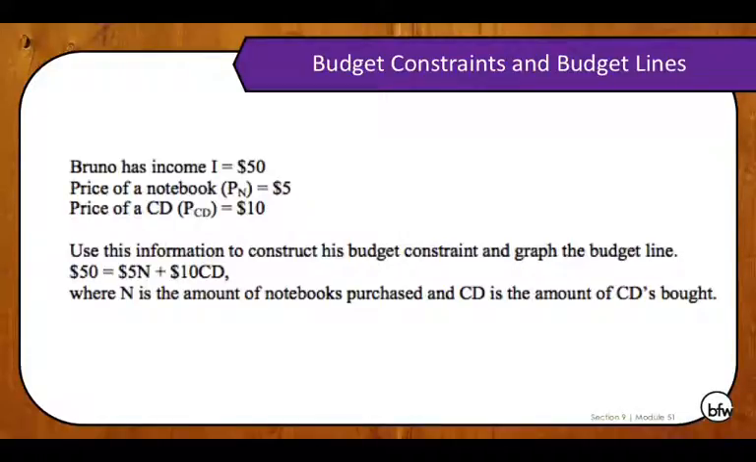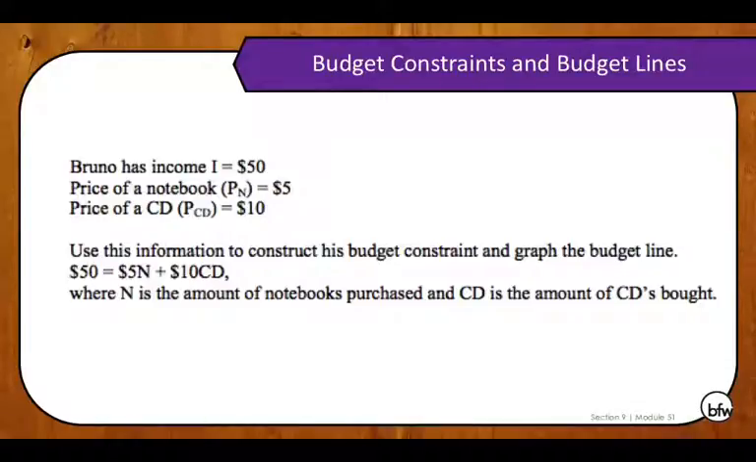So let's look at an example. Let's assume we have a consumer named Bruno. And Bruno has an income that we will call I, or say his income is $50. So his choices are limited or constrained by his $50 income. We'll say that the price of a notebook, PN, is equal to $5, and the price of a CD, PCD, is equal to $10. So using this information, we can construct his budget constraint and graph his budget line.